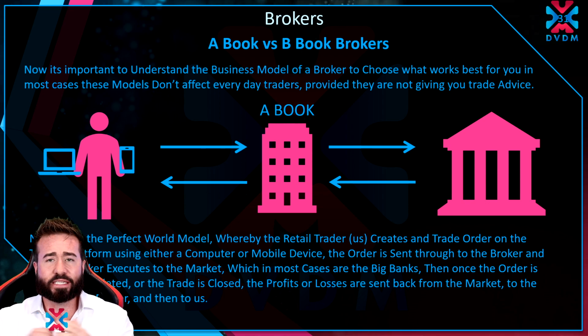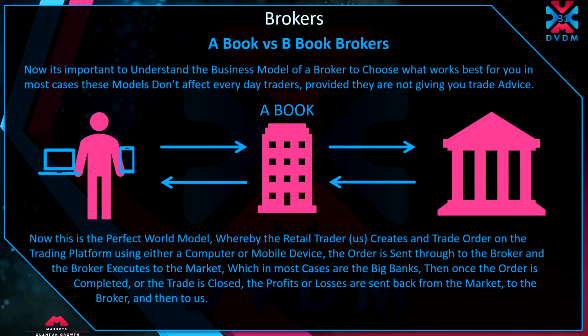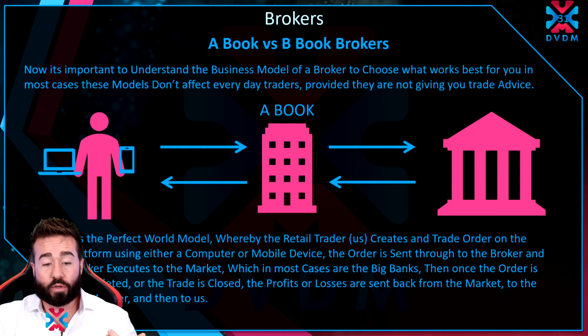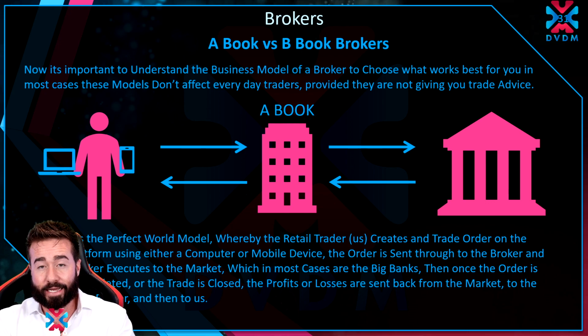Now, this is pretty simple, right? We create a trade, it goes to the broker, goes to the market, profit or loss comes back to us. Pretty simple, no issues there. This is a perfect world scenario, and this is what's called an A book environment. Now, very, very few brokers have an environment of this nature.